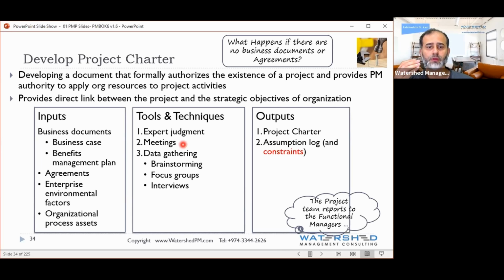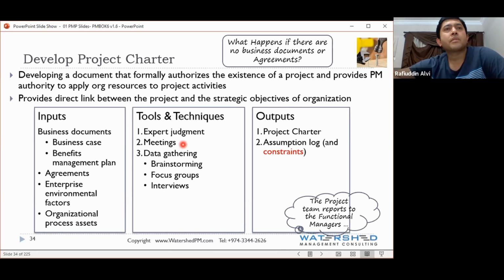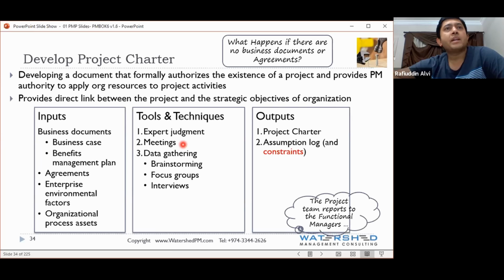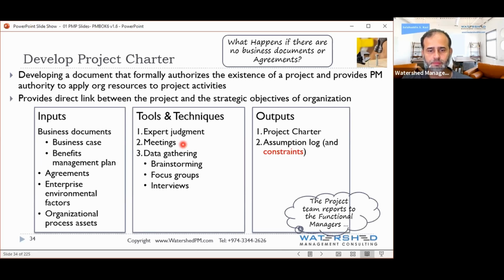Now, what can be the inputs that you can utilize, and give me a little bit more details about the inputs? Do you have all the inputs with you all the time? Do you have a business case and agreement every single time? Not possible. Not necessary, not possible. Either way, tell me more. In what scenario will you have a business case or benefit management plan? Generally, in what scenario? When you have a project idea in mind, you will prepare a business case. That could be one scenario.